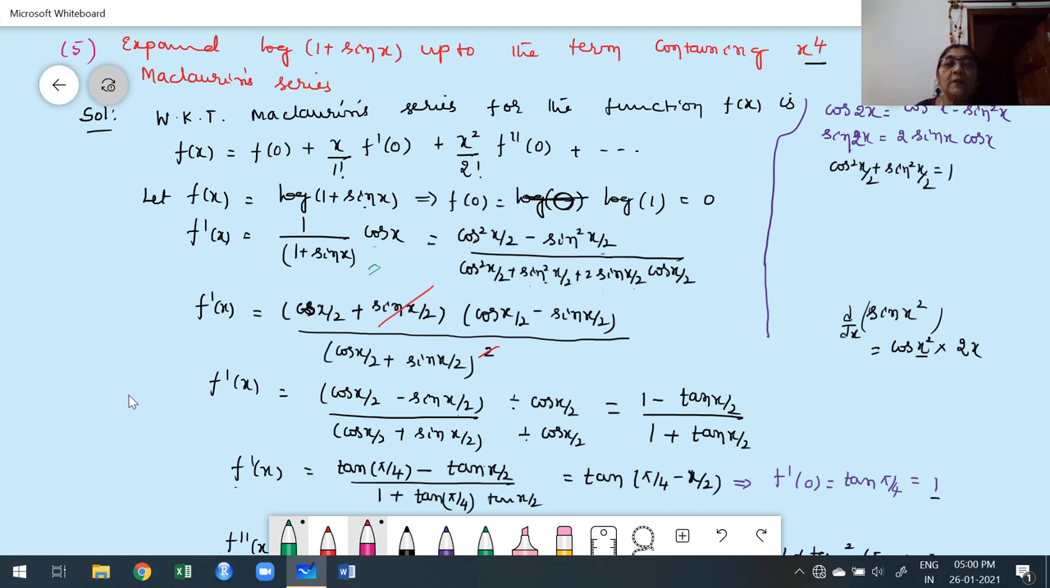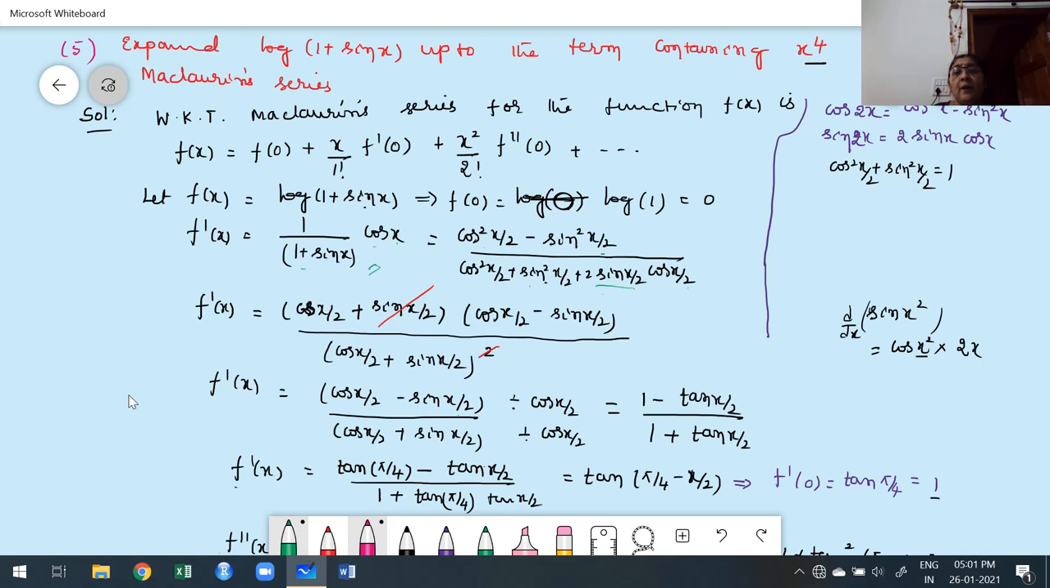Cos 2x is cos square x minus sin square x. Half of that is cos square of x by 2 minus sin square of x by 2. 1 can be written as cos square x plus sin square x. And sin 2x is 2 sin x cos x, half of that is 2 sin of x by 2 into cos of x by 2. Therefore, based on our requirement, 1 is cos square of x by 2 plus sin square of x by 2.